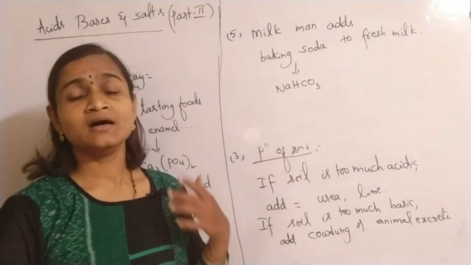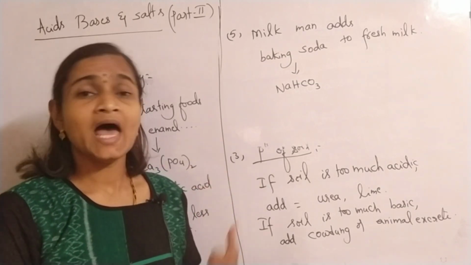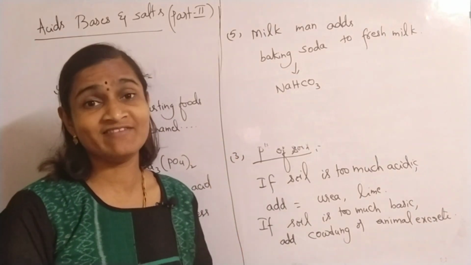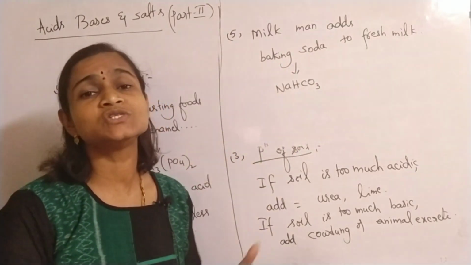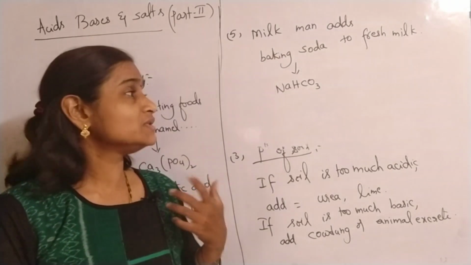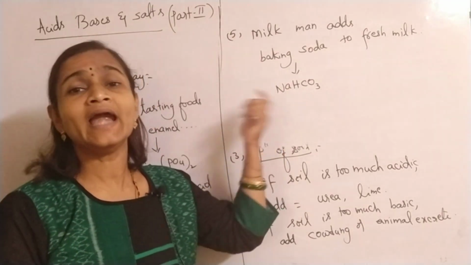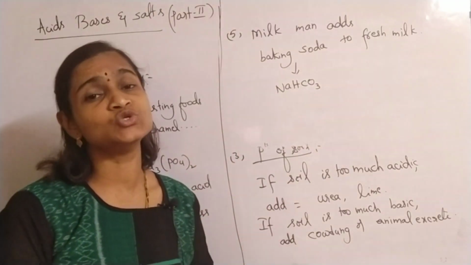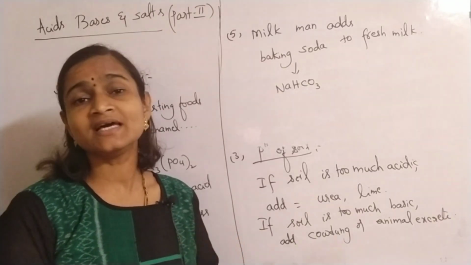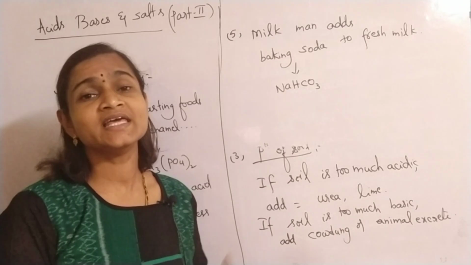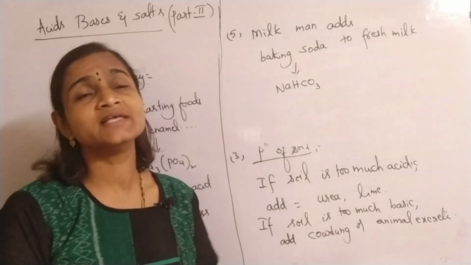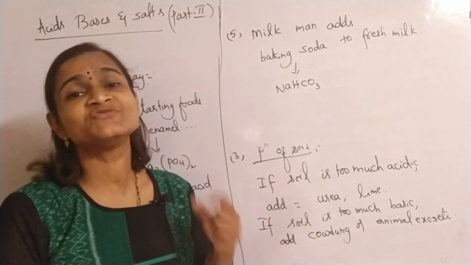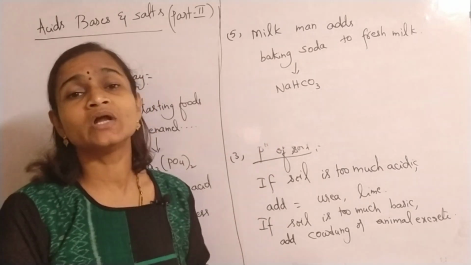Why does it keep the milk fresh for a long time? As I already told you, just as you find lactic acid in your saliva, milk also consists of lactic acid. That lactic acid gets neutralized with the addition of sodium bicarbonate. Once the lactic acid gets neutralized, the acidic nature decreases and the pH increases. Then there is less chance of spoiling of milk. That's why milk remains fresh for a long time if you add baking soda to fresh milk.